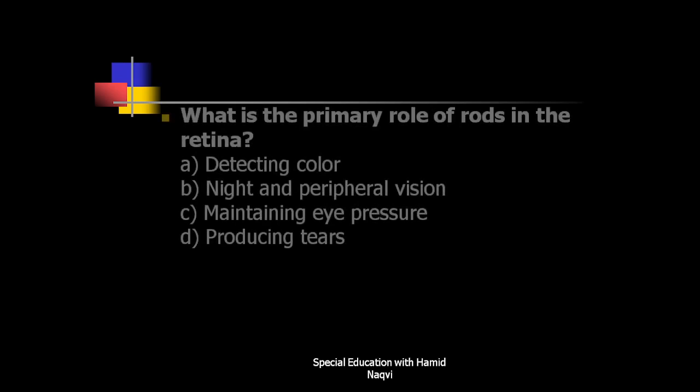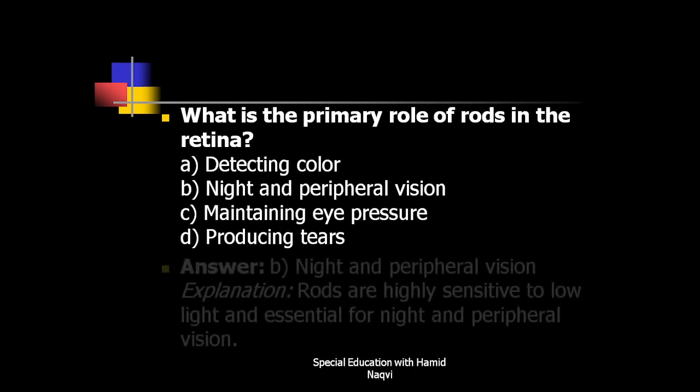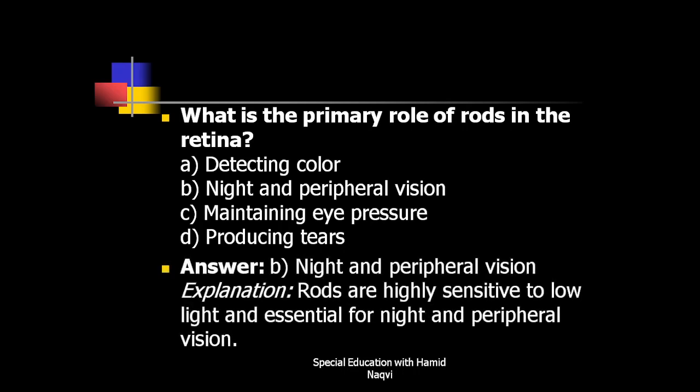What is the primary role of rods in the retina? Detecting color, night and peripheral vision, maintaining eye pressure, producing tears. Night and peripheral vision is the answer. Rods are highly sensitive to low light and essential for night and peripheral vision.